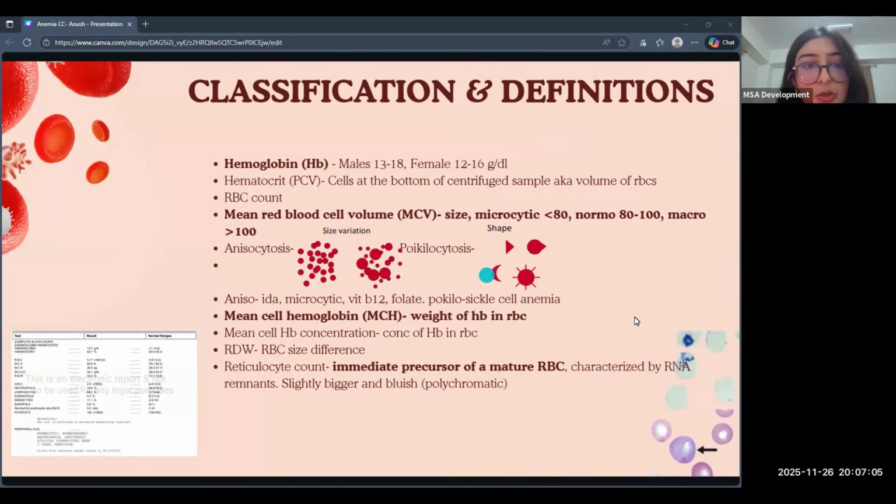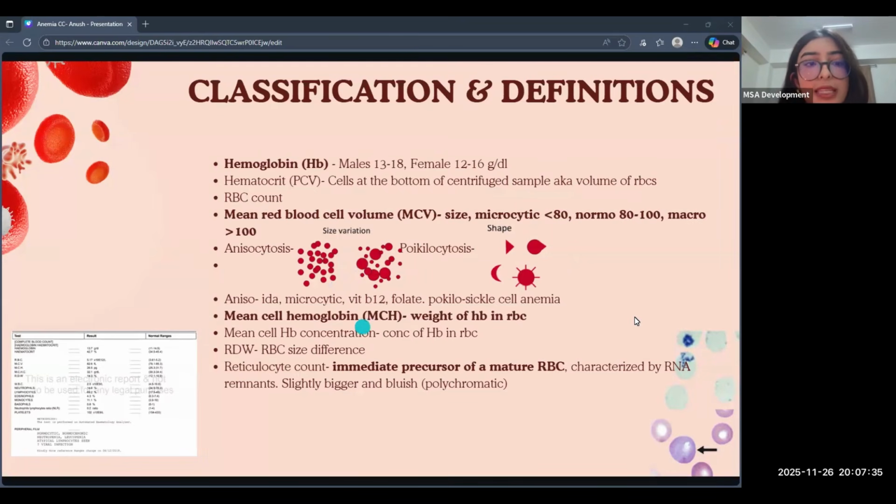Then we have these two words. When I was doing the heme-onc block, I looked at them and wondered what they even mean. Anisocytosis basically means variation in size, so some of the cells are really small and some could be big. Then we have poikilocytosis, which just means variation in shape, such as teardrop or sickle shape. Remember that anisocytosis goes hand in hand with the RDW, which we'll talk about.